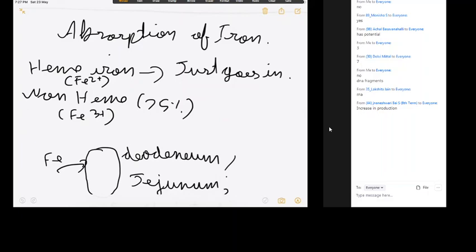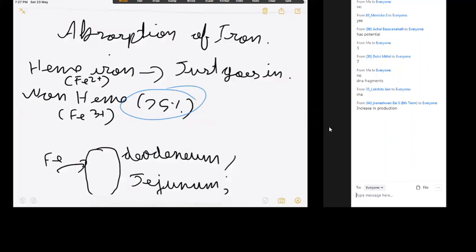If at all you get it from a vegetarian source, it is Fe3+. On this planet Earth, are there more vegetarians or non-vegetarians? There are obviously more vegetarians, right? That is why around 75% of your diet will be non-heme, and only around 25% will be heme. Now we'll see how your absorption happens.